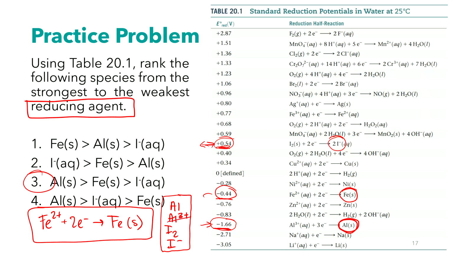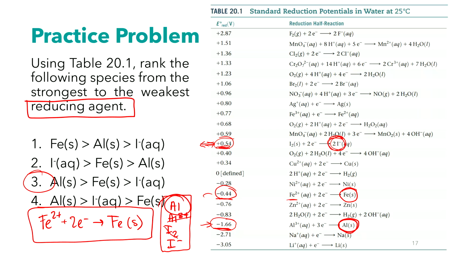I can't have something that is missing the electron. So it's not aluminum 3+, and it's not iodine. So it's either aluminum, or I2, or I-. But then when I look at my standard reduction potentials, I see that if I were to combine Fe2+ with I-, that would not prompt a reaction. I- would keep those electrons and not give them to Fe2+. So the only thing in this list that would give electrons over to Fe2+ would be my aluminum.